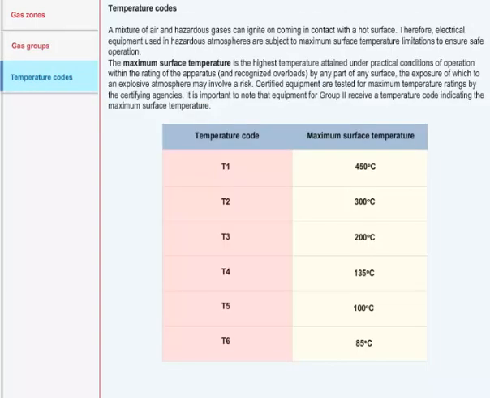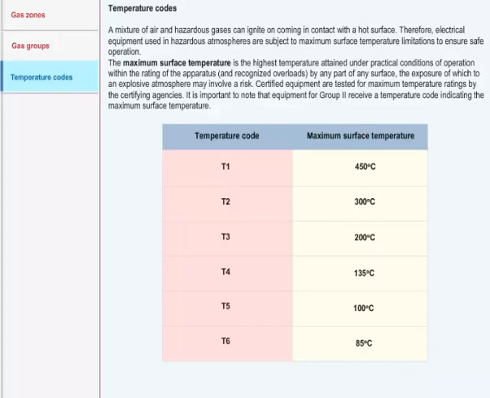Temperature codes. A mixture of air and hazardous gases can ignite on coming in contact with a hot surface. Therefore, electrical equipment used in hazardous atmospheres is subject to maximum surface temperature limitations to ensure safe operation.